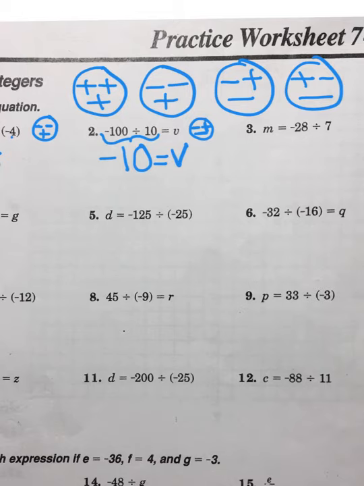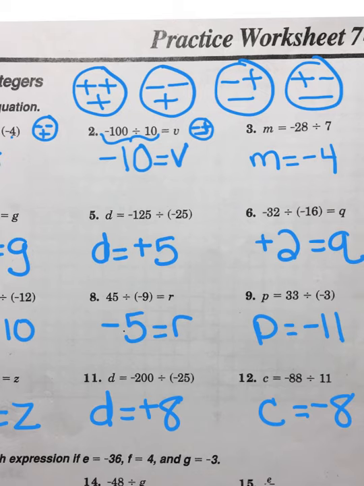Pause the video and complete problems 3 through 12. When you're ready, turn the video back on and check your work. Let's correct your work. Number 3, m equals -4. Number 4, -13 equals g. Number 5, d equals +5. Number 6, +2 equals q.